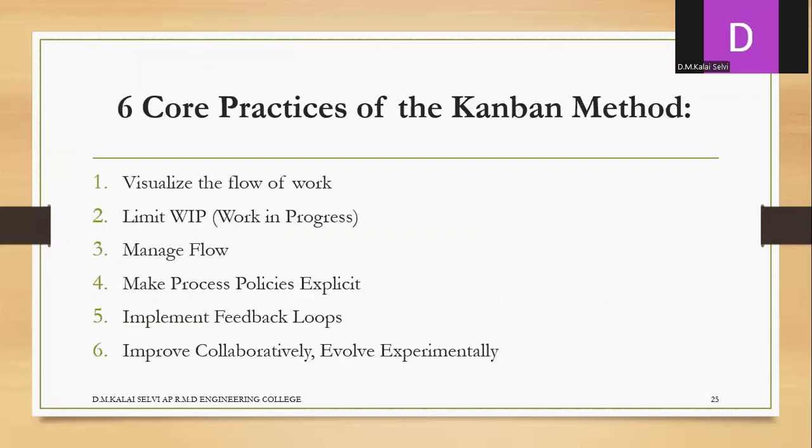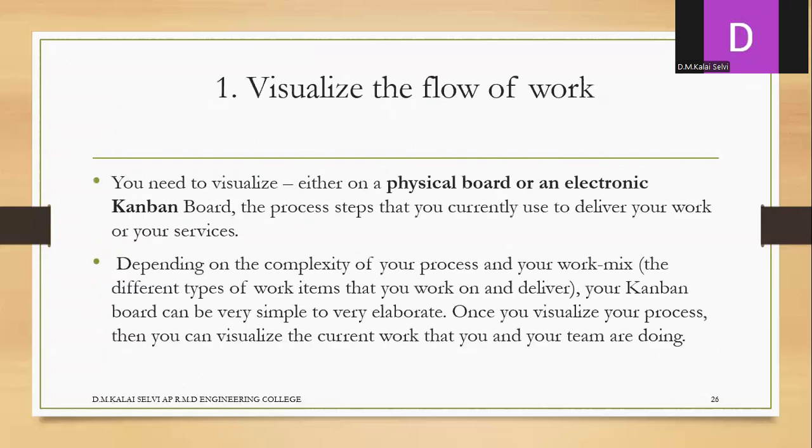Six core practices of the Kanban method. First one is visualize the flow of work, limit the work in progress, manage flow, make process policies explicit, implement feedback loops, improve collaboratively, evolve experimentally.